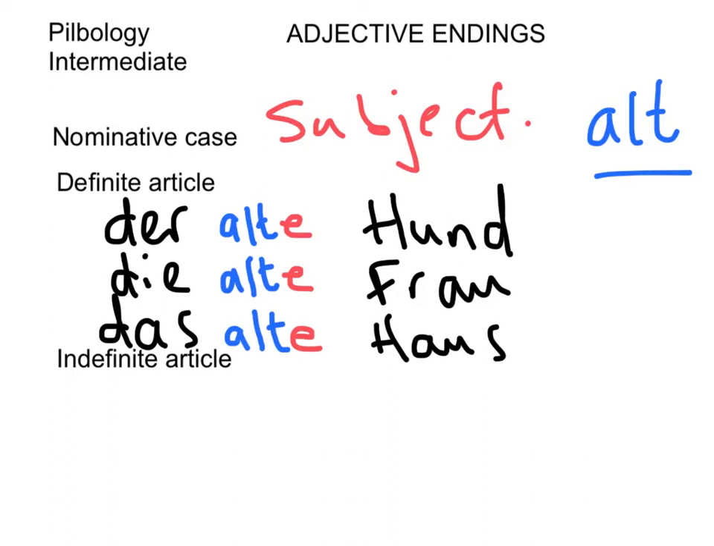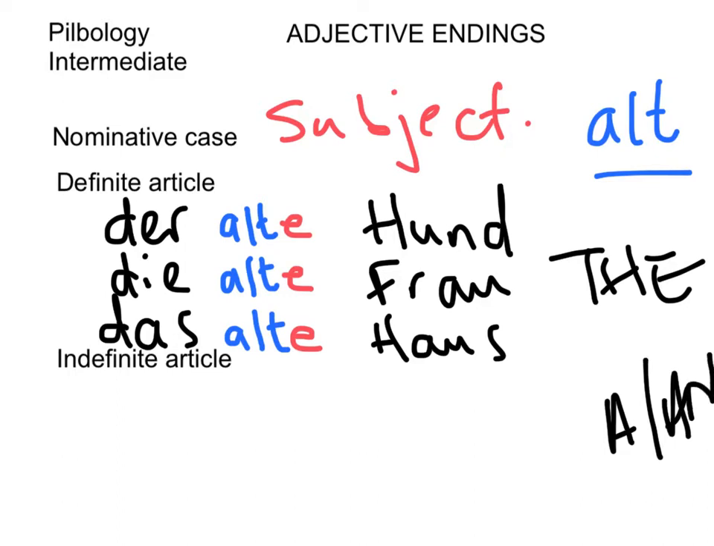Right, so let's add the indefinite articles. What is an indefinite article? An indefinite article is how you say a or an. So these words here, der, die, and das, all mean the. And the indefinite articles, they all mean a or an. So, let's look at them. We've got ein, eine, and ein. So, masculine, feminine, neuter.